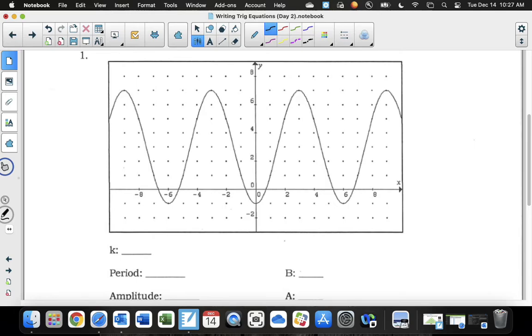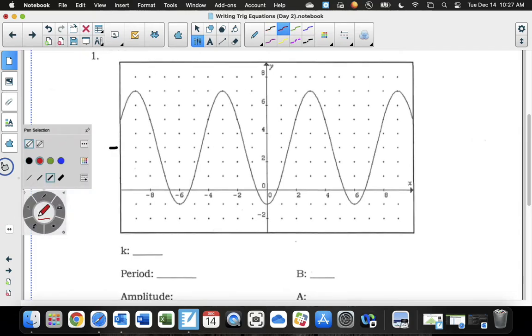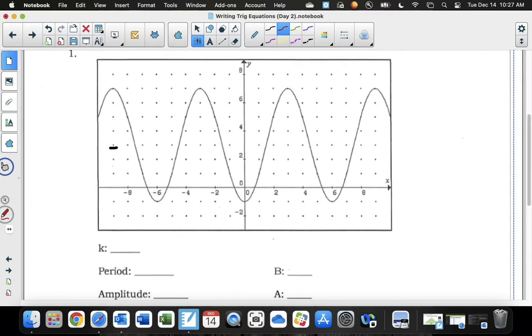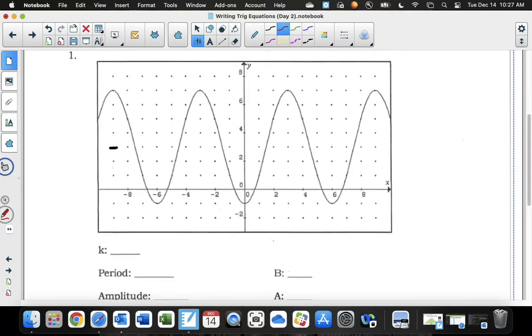So if we take a look, we still need to identify those four important features, A, B, C, and D. I'm going to start on the graph the same way we've always started. Where's the midline? Where is it? 3. It's halfway between your max and your min. It's right down the middle. So if you take a look, it is right here. Halfway between your max and your min.